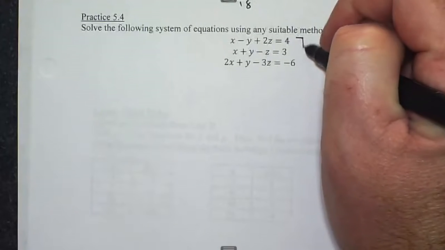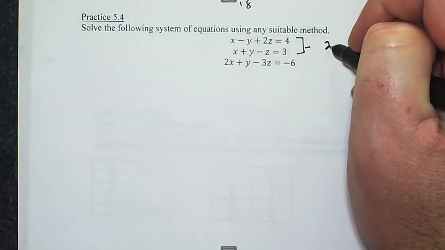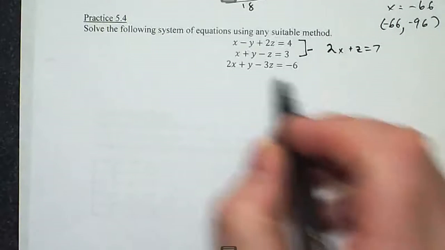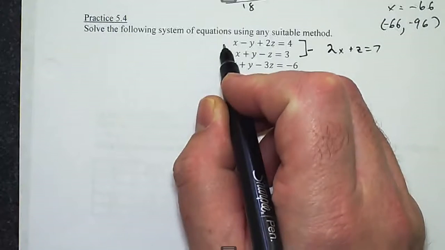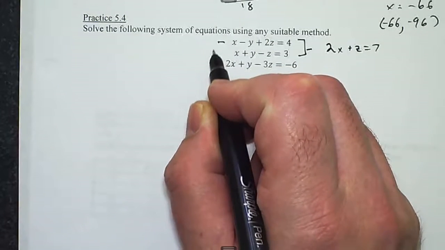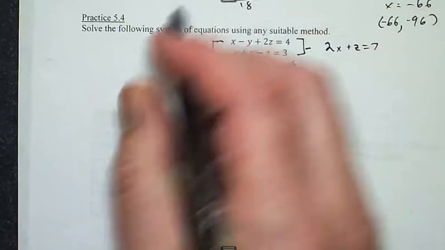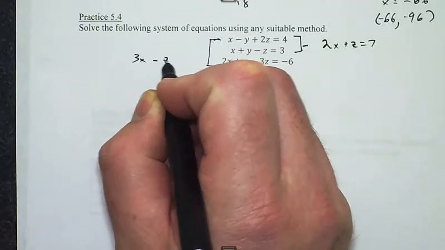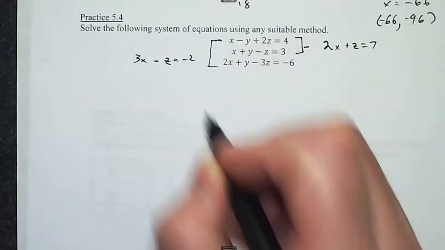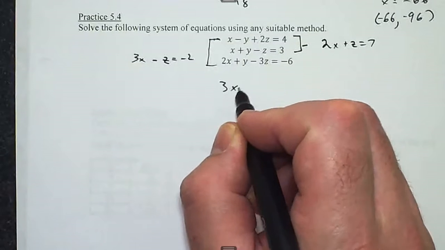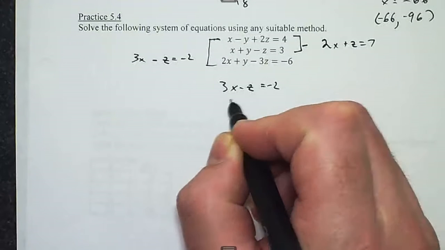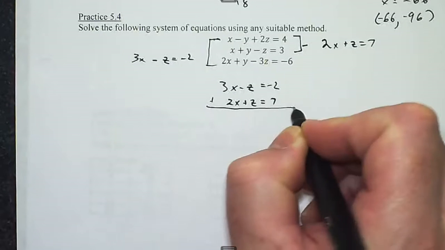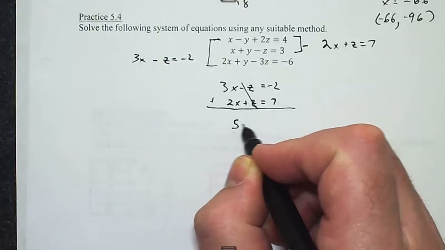So I'm going to add the top two equations together, which will give me 2x plus z equals 7. Then I'm going to add the top and the bottom equation together because the y's will cancel as well. And I'll get 3x, y's cancel, minus z equals negative 2. I'll then solve the resulting system of equations of two variables. I'll add the two together, and I get 5x equals 5.